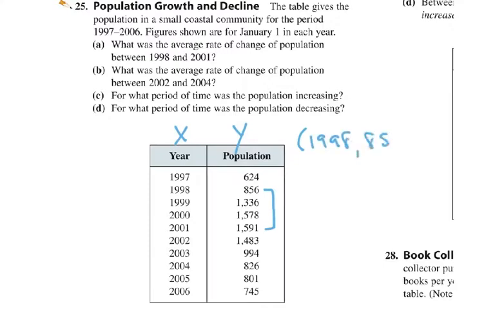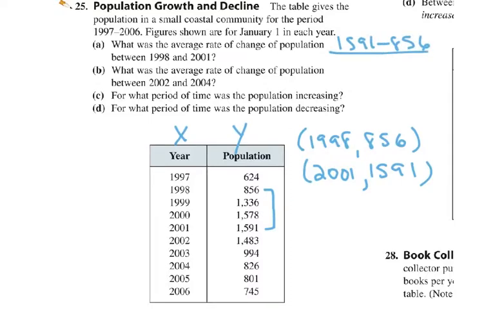1998, 856, 2001, 1591. So I'm going to do 1591 minus 856, and the only reason I did that is because I'll get a positive answer. But if I use that in the numerator, I have to do 2001 minus 1998 in the denominator. So that's going to be 735 in the numerator, 3 in the denominator, which is going to give you 245.